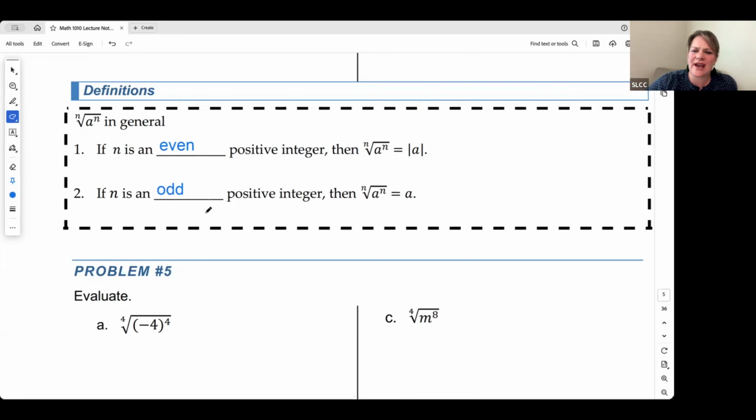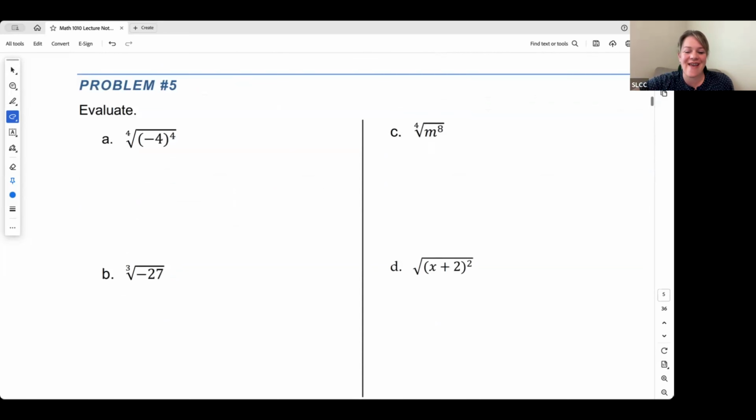But what if I don't have perfect pairs? What if I have an odd number of groupings? Anytime your index is odd, so what's the cube root of negative 8? Well, negative 2 times negative 2 times negative 2. Two of them will multiply to be positive, and then you'll be left with one negative. So anytime n is odd, then you just get a, whether it's positive or negative. All right, let's practice that in number 5.